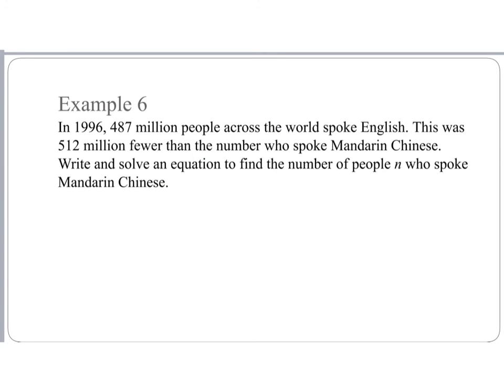And our last example for today says, in 1996, 487 million people across the world spoke English. This was 512 million fewer than the number who spoke Mandarin Chinese. Write and solve an equation to find the number of people n who spoke Mandarin Chinese. So the people that spoke English was 512 million fewer than that. So I'm going to go n minus 512 million, and that's going to equal our people that spoke English, which was 487 million.